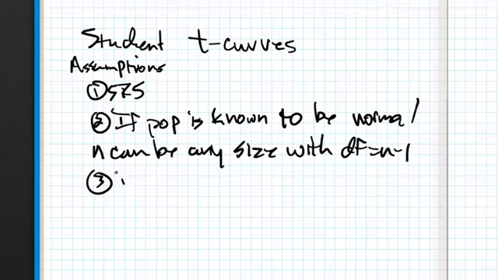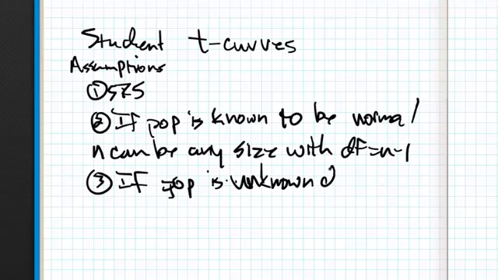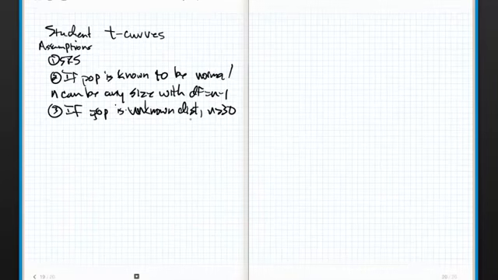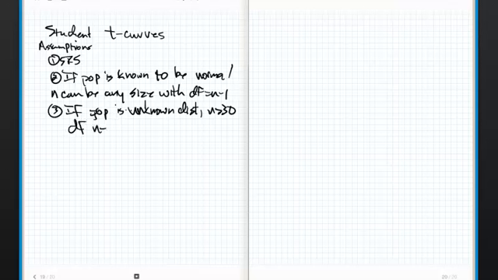Number three, if the population is an unknown distribution, then n needs to be greater than 30. Remember, that's when the central limit theorem really starts to kick in. If I don't know what the shape of the distribution is, then I've got to collect at least 30 data values. And then again, degrees of freedom equals n minus 1.